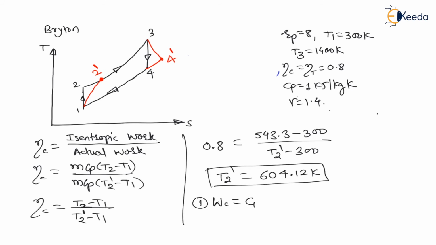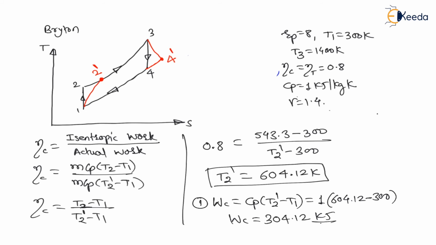It is Cp (T2' minus T1), where Cp is 1, T2' is 604.12 and T1 is 300. Therefore the work of the compressor, that is the power consumed by the compressor, will be equal to 304.12 kilojoule per kg. We have not multiplied with mass, therefore the answer will be in kilojoule per kg, right? Therefore for the first question option C will be the correct choice.